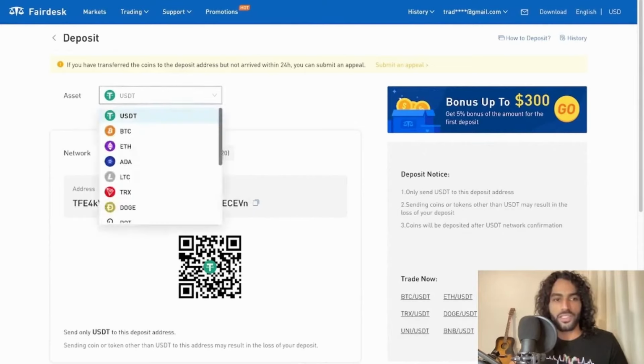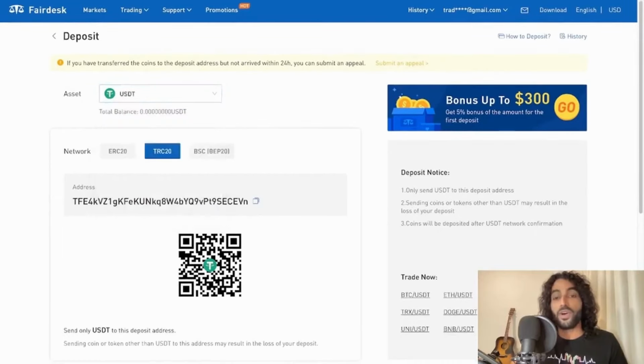And you can see here there are a lot of options. Use Tether, BTC, Ethereum, ADA. There are a lot of coins you can deposit here on Fairdesk.